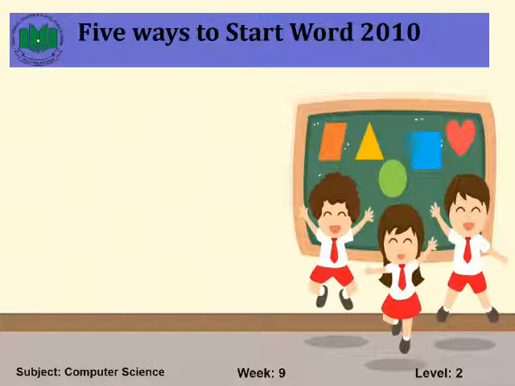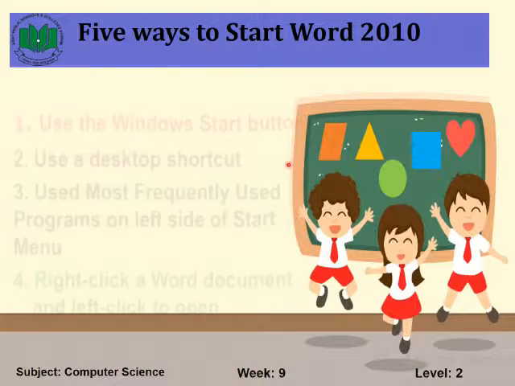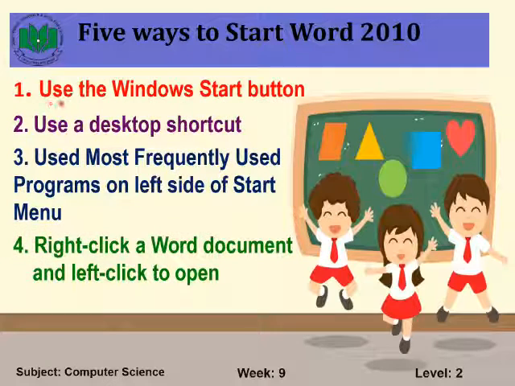As you know that there are different ways to start MS Word. Few ways are there, like you can use the Windows Start button. If you are using Windows 2007, on that window we have a Start button. With the help of that button, you can open Microsoft Word. Use a desktop shortcut. Any shortcut on your desktop, you just choose it and then you can use Microsoft Word. Use most frequently used programs on left side of the Start menu.